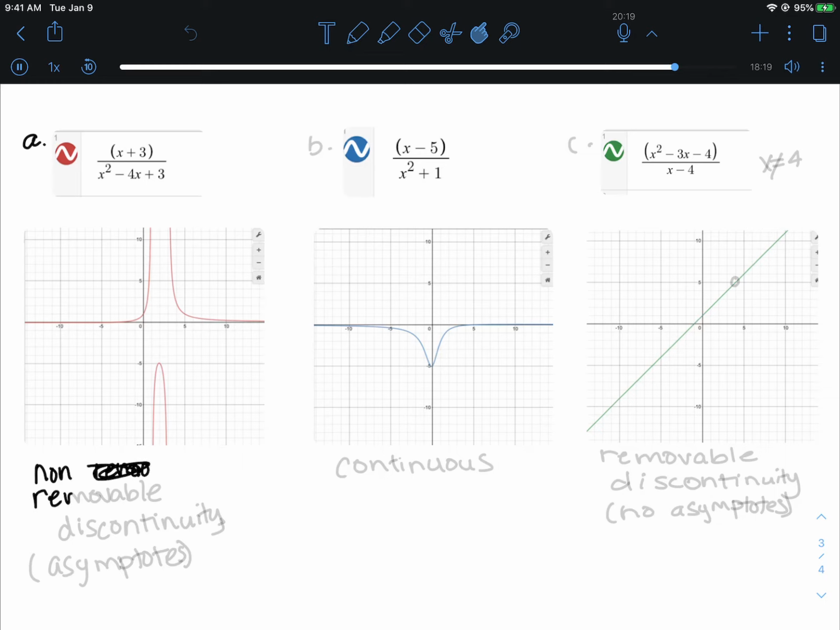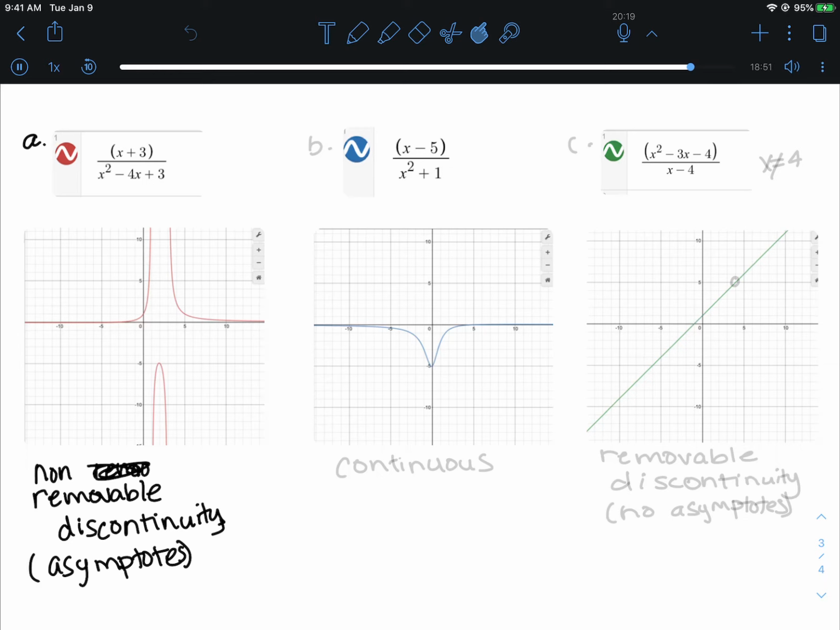Now, the reason why it had a non-removable discontinuity is because it has asymptotes, right? So when you have asymptotes, you literally cannot get rid of them. So therefore, they are non-removable because it is going to be discontinuous. But you cannot take them away because it will just always have those asymptotes. And so that's kind of what that's going to look like.